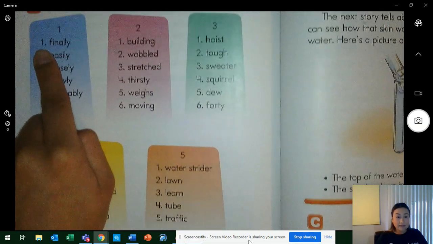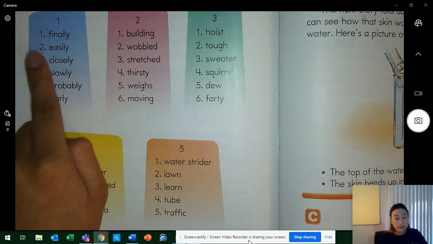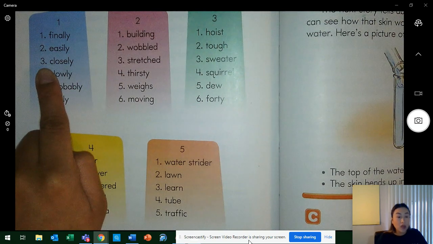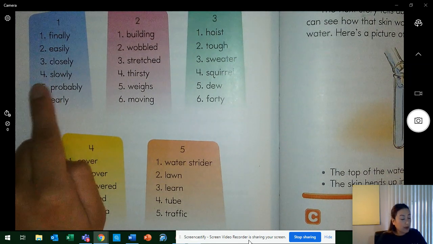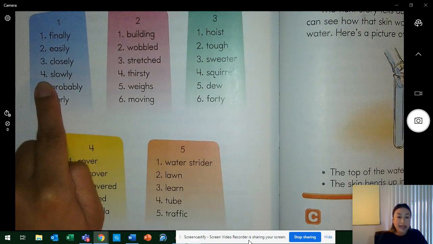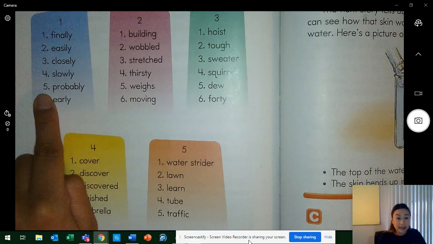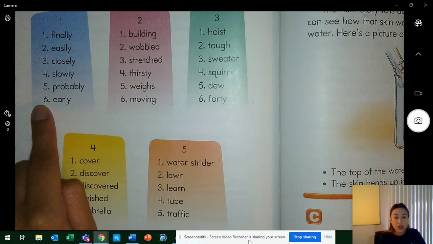Yes, finally. Word 2. What word? Yes, easily. Word 3. What word? Yes, closely. Word 4. What word? Yes, slowly. Word 5. What word? Yes, probably. Word 6. What word? Yes, early.